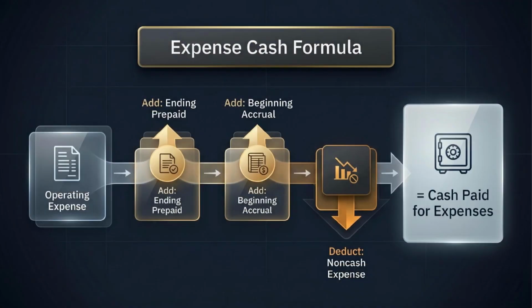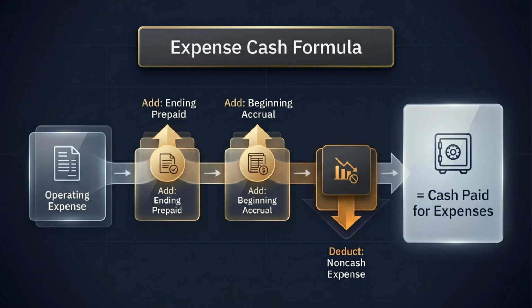For other operating expenses, the direct method again converts accrual expense into cash paid. Start with the operating expense from the income statement. Add ending prepaid expenses because cash may have been paid in advance for future benefits. Add beginning accrued expenses because prior period obligations may have been paid in the current period.